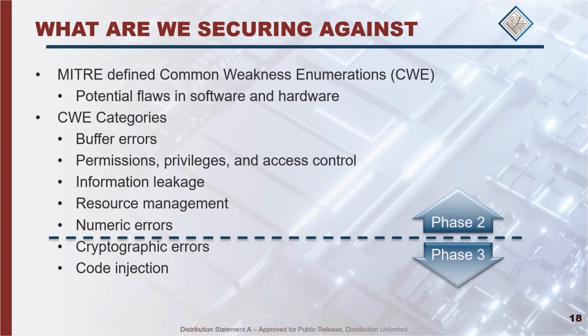And in phase 1 and phase 2, we have looked at buffer errors, permissions, privileges, and access control types of errors, information leakage kinds of attacks, resource management, and numeric errors. Currently, we are in the middle of phase 3, and we are extending those CWE categories to include cryptographic errors and code injection.